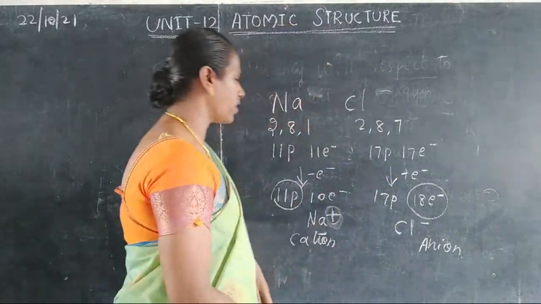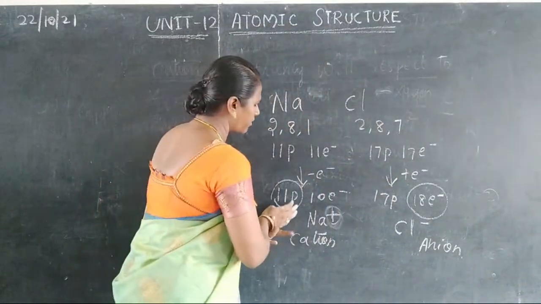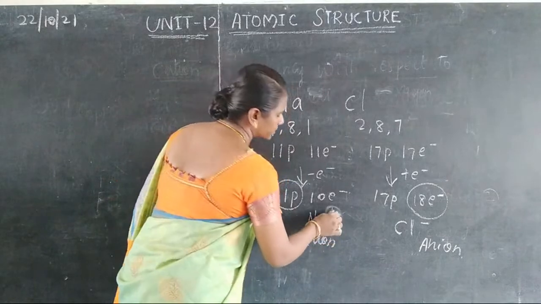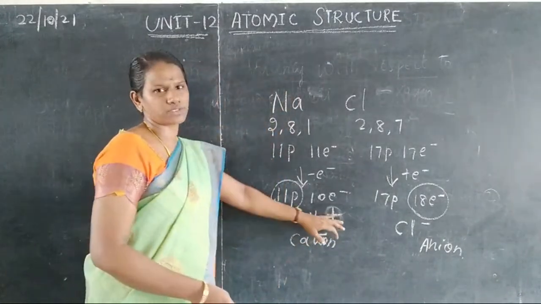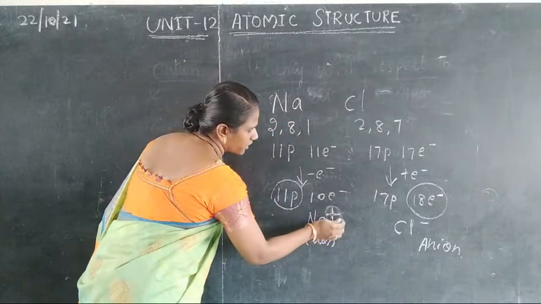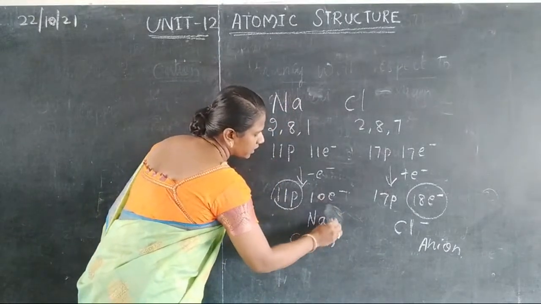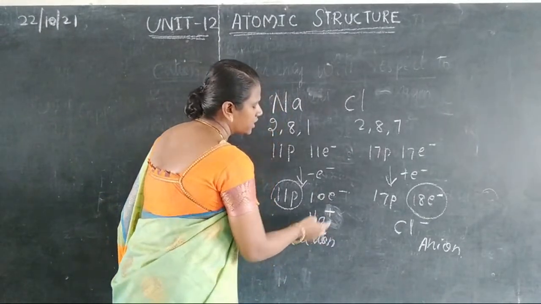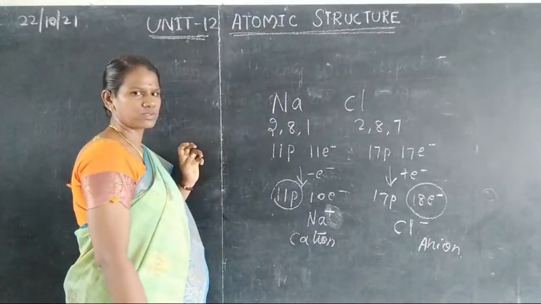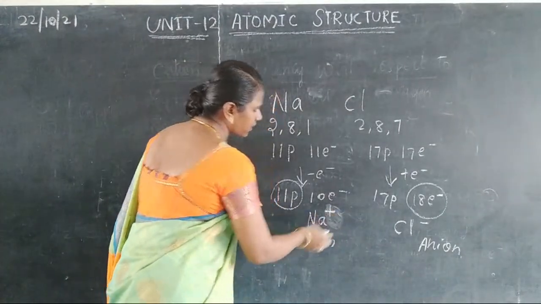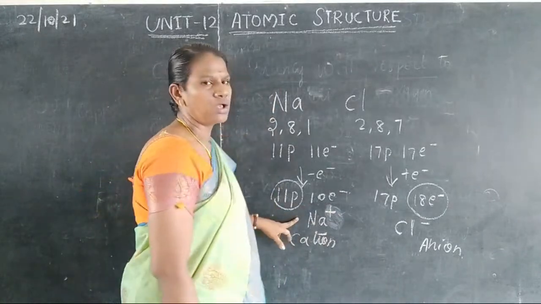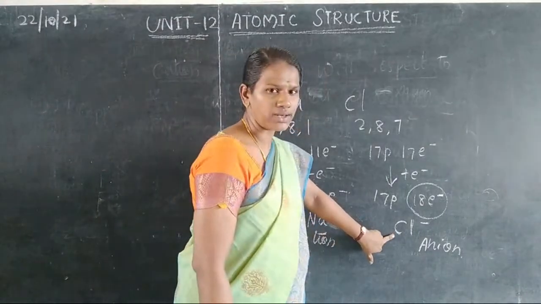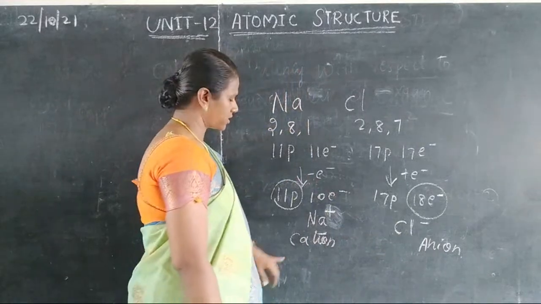And what about this? The gaining and losing of electrons is represented by a sign, the plus sign in the superscript. See here Na plus. The plus sign is represented at the superscript of the sodium atom. So here the sodium loses 1 electron, and here chlorine gains 1 electron.